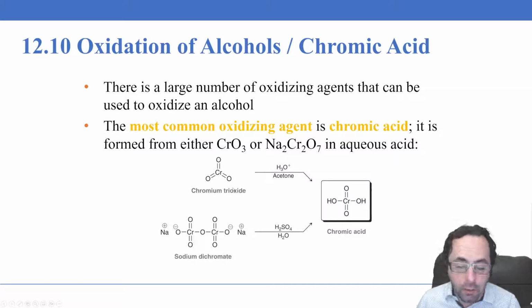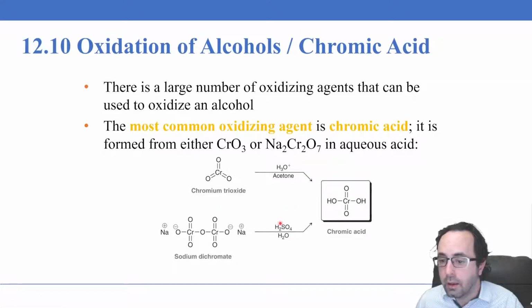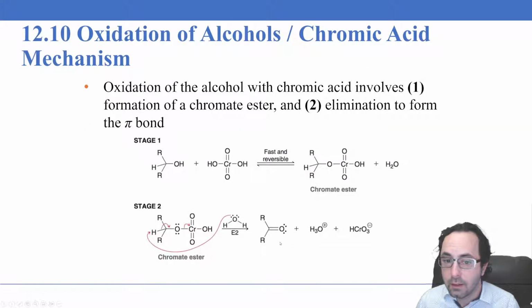There are all kinds of oxidizing agents that you could use. The most common oxidizing agent is chromic acid that comes from sodium dichromate. So you use chromium trioxide, or you can use sodium dichromate in an acidic environment that will produce chromic acid, which is shown here. Very, very common and very strong oxidizing agent. That's not always a good thing, but it will definitely oxidize things.